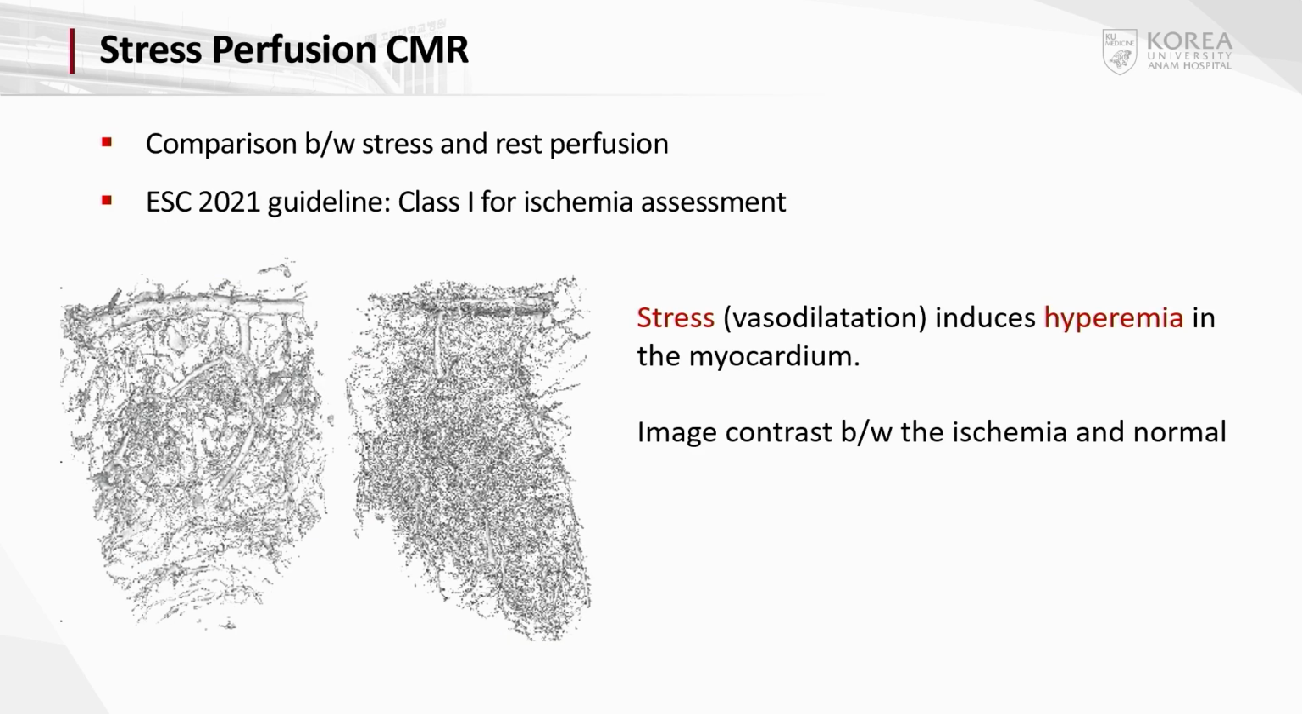Beyond resting perfusion, stress perfusion is very important and very useful. Stress indicates the hyperemic status in the myocardium, and it highlights ischemic segments more clearly. So comparing stress and rest perfusion can assess significant coronary artery disease. The ESC guideline recommends stress CMR as a class 1 for ischemic evaluation.